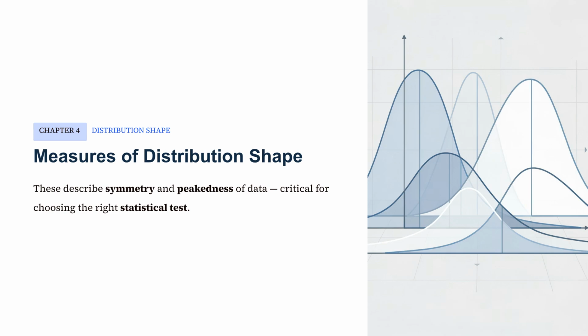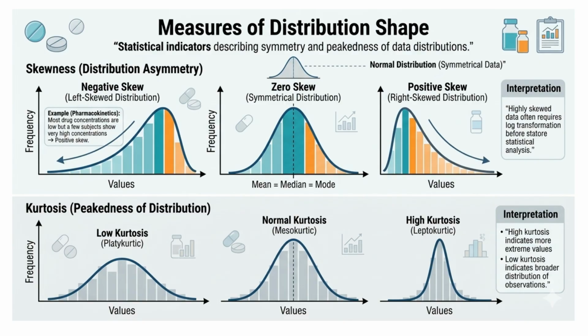Chapter 4 covers measures of distribution shape. These describe the symmetry and peakedness of the data, which is critical for choosing the correct statistical test for analysis. The main measures of distribution shape are skewness, which addresses asymmetry, and kurtosis, which measures peakedness. Understanding these helps in selecting appropriate statistical methods.